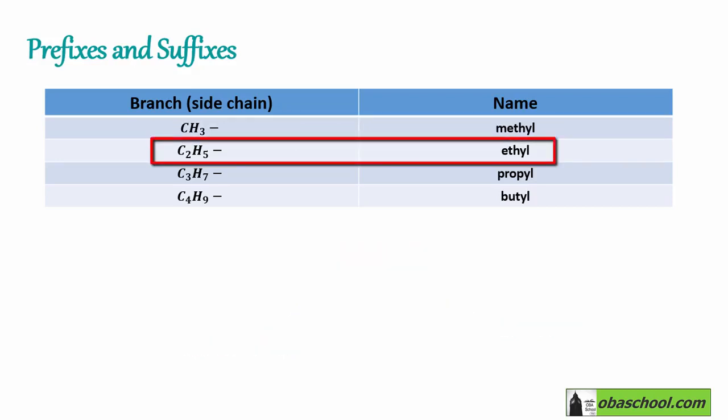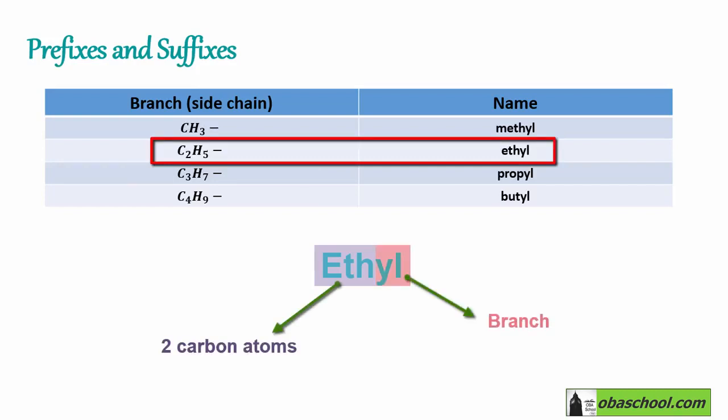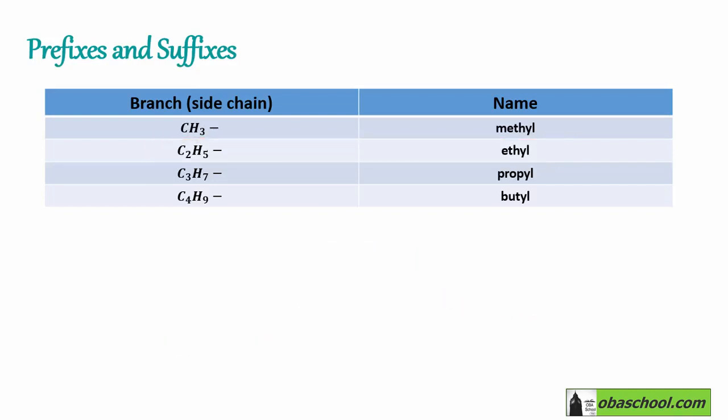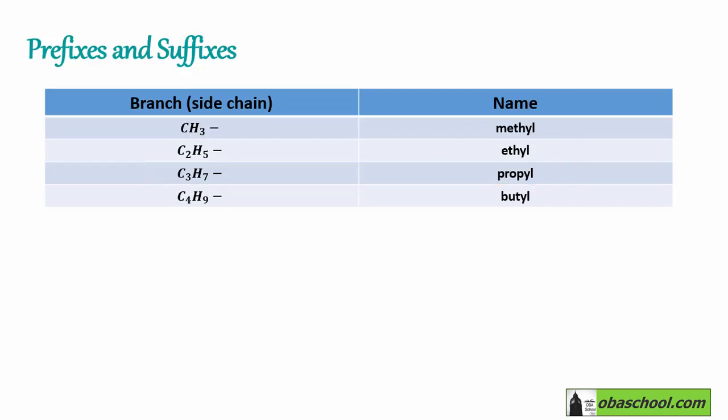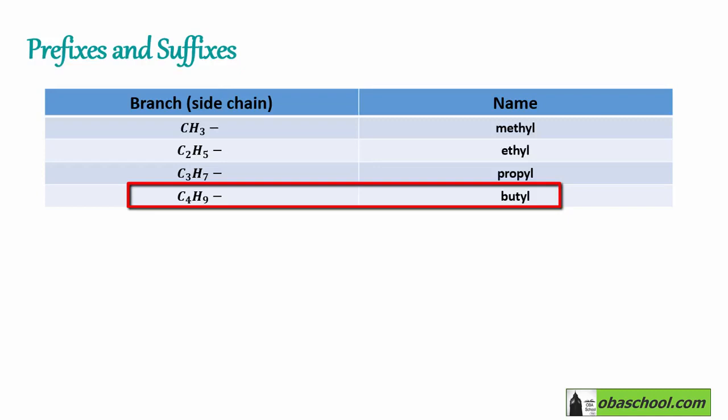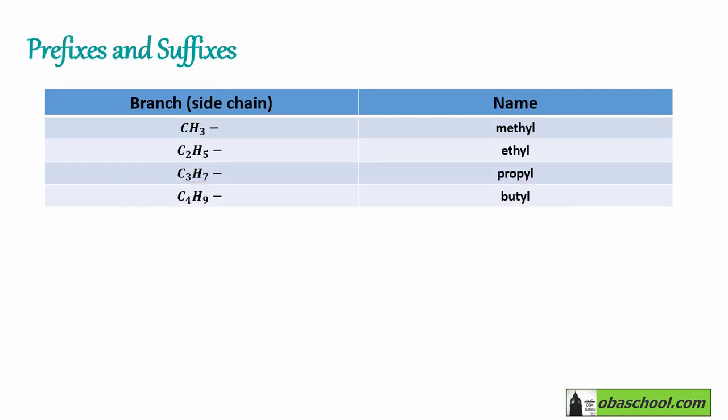If we have two carbon atoms, its name will be ethyl. So eth because we have two, and YL because it is a branch or a sided chain. C3H7 will have a name of propyl, and C4H9 will have a name of butyl. These are the most encountered branches or sided chains. Let's check now how to name a compound which has a sided chain.